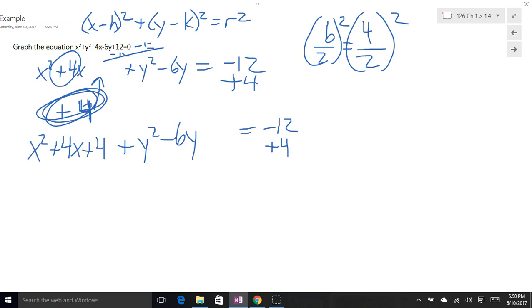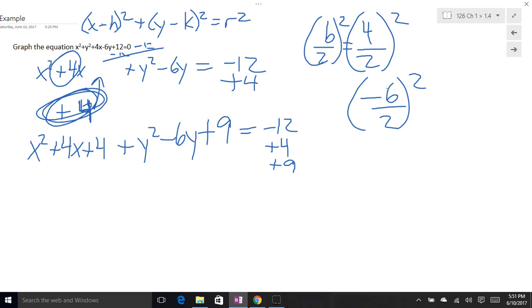Now we complete the square with the y. So I got y squared minus 6y. So I'm going to take that negative 6 right there. That's my b term, if you will. Take the negative 6 divided by 2 and square it. That's negative 3. Negative 3 squared is 9. So I'm going to add a 9 there, which means I got to add a 9 right there.